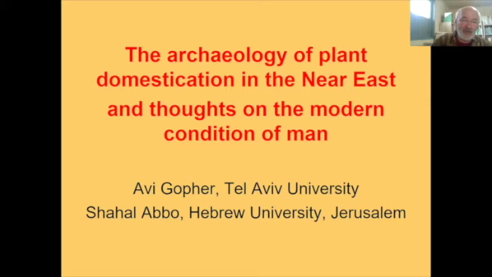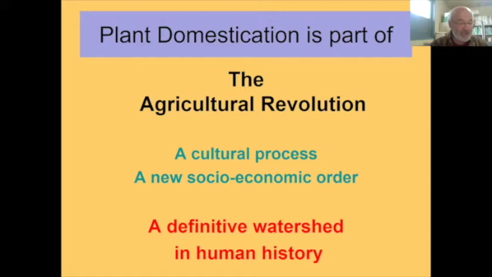The talk today is about plant domestication in the Near East. Plant domestication is part of a transformation known as the agricultural revolution, an overarching change in human perception and social economy, and a major cultural turning point in human history. We would like to present some aspects of plant domestication and plant domestication research in the Near East, and if time permits, contemplate a bit on their significance in shaping our here and now.